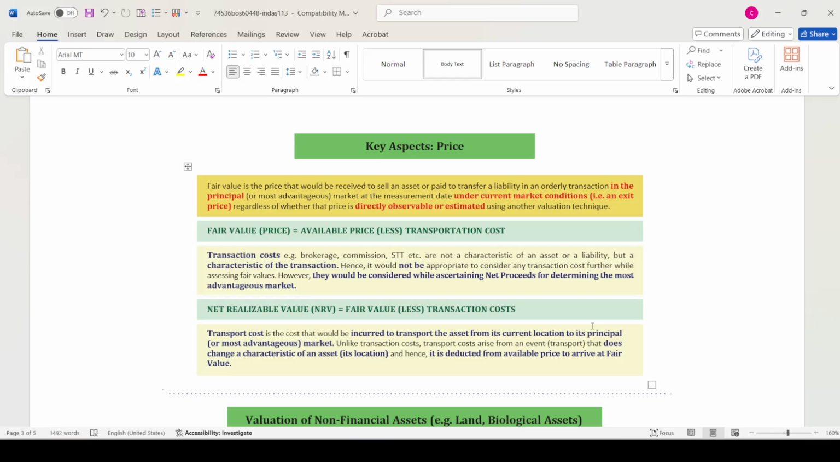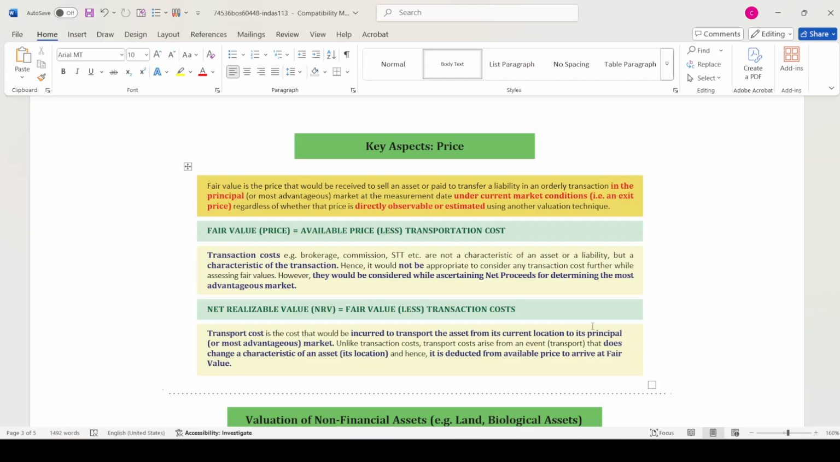In simple terms, I'm saying, for selling an asset there are three major requirements: market, price, and buyer, right? Buyer is nothing but a market participant. Price is nothing but the price at which we can sell the asset.